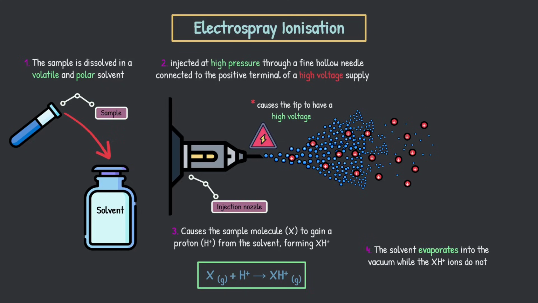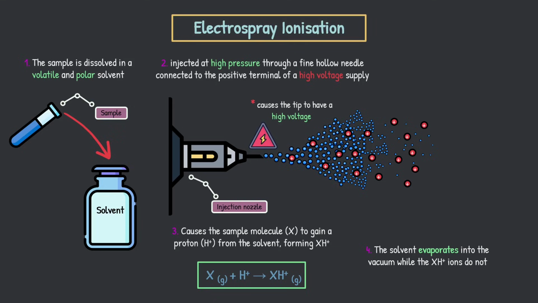What happens next is really important, guys. The solvent evaporates. The solvent that the sample was dissolved in evaporates into the vacuum. Remember I said this is under a vacuum, the primary condition you need to remember, while the positive H+ ions, which are connected to the molecule that you just formed, do not evaporate. And they're going to hit the detector, which we'll look at in a second.